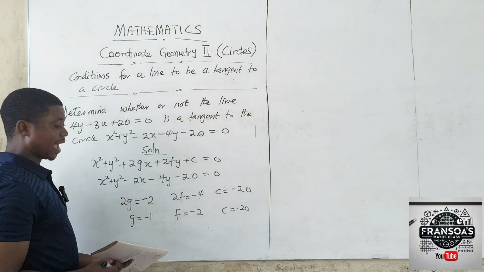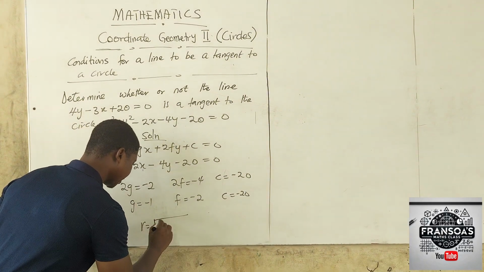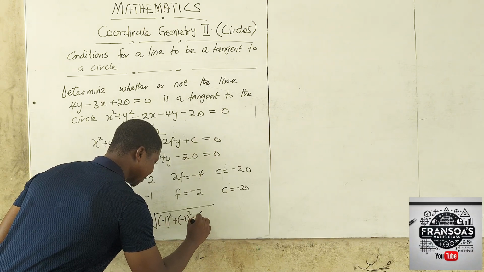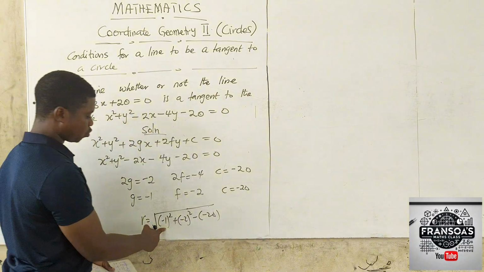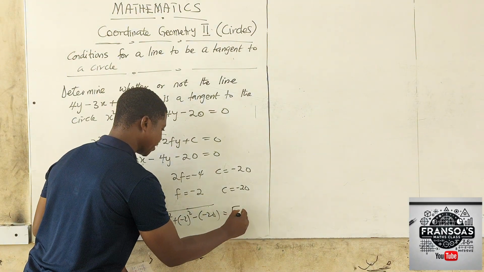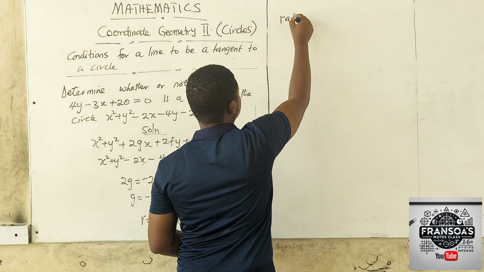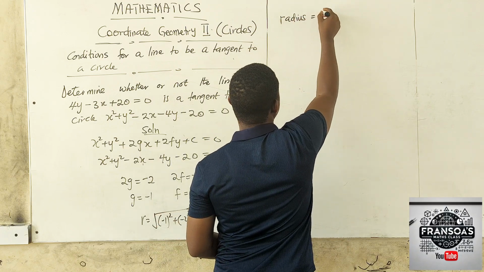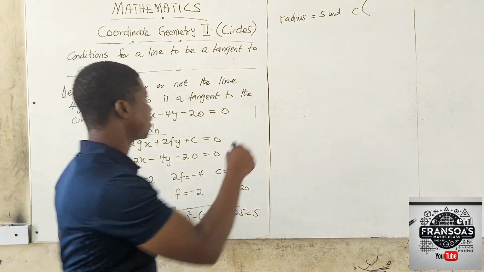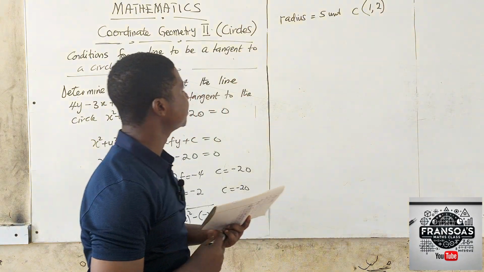So we can find our radius. Our radius r is equal to the square root of negative 1 squared plus negative 2 squared minus negative 20. So this is giving us 1 plus 4, that's 5, plus 20, that's 25, so the root of 25 is 5. So our radius is equal to 5 units. And our center is negative j, negative f, so our center becomes (1, 2). So that's our center and our radius.